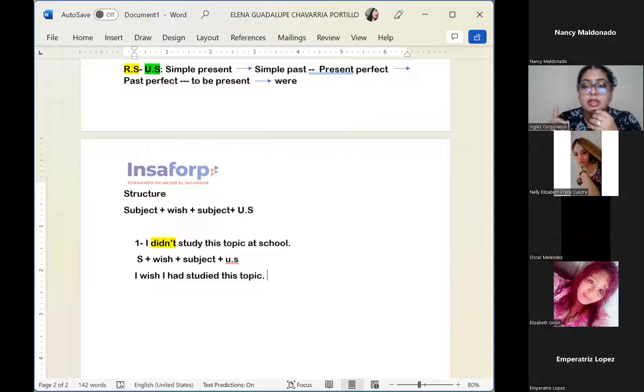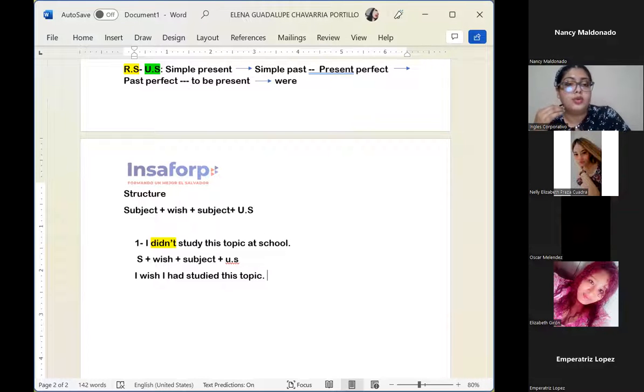That is the unreal situation. And we can translate that sentence into, ojalá yo hubiese estudiado ese tema. I already have my sentence, which is my real situation. I didn't study this topic at school. Yo no estudié este tema en la escuela. But I wish I had studied this topic because it is interesting.